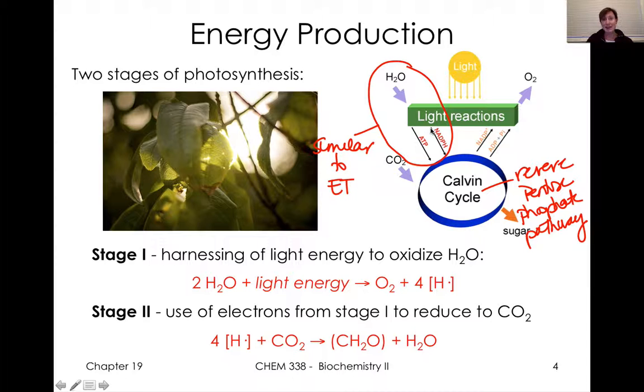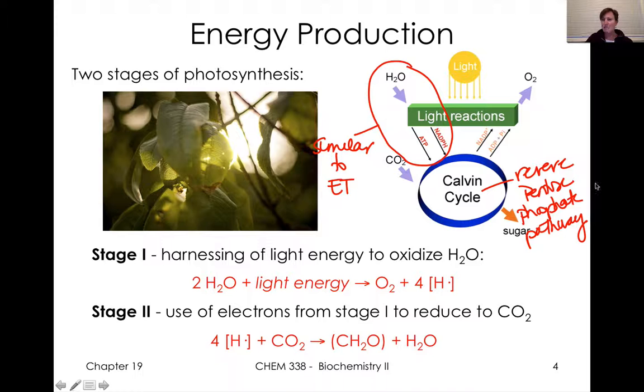We'll talk about how that is generated. Again, that's different from something we see in mitochondria, but we'll use these two energy species, ATP and NADPH, that are produced in the light reactions. We'll use those to do reductive biosynthesis in what's called the Calvin cycle.